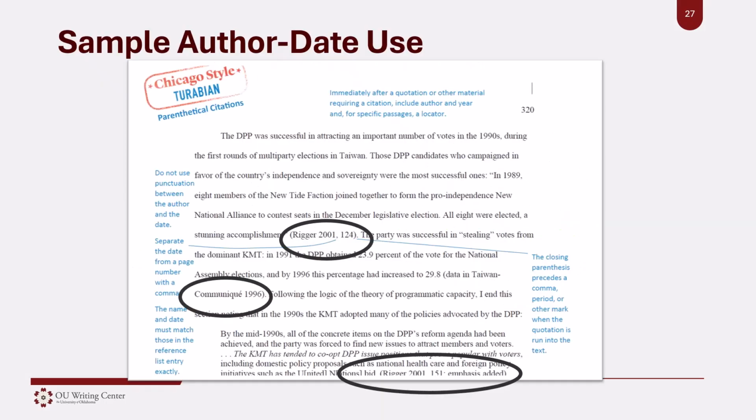Here you can see the author date system in action. The student accurately cited a specific section of a book published in 2001 on page 124. The citation is then repeated at the bottom of the page with a different page number. Then the student cites what looks like a journal article with no page numbers a few lines later. Even without the reference list in front of us, we can gather a lot of information about our sources by simply scanning our student citations.